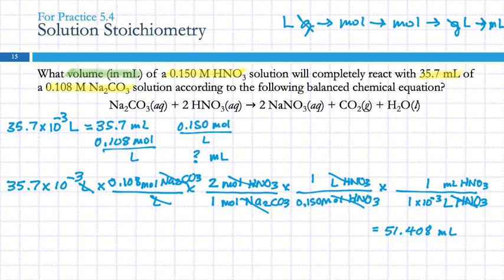All the numbers they were giving me had 3 significant figures. So 51.4 milliliters of nitric acid. And look, we didn't have to calculate any molar masses. Any questions?